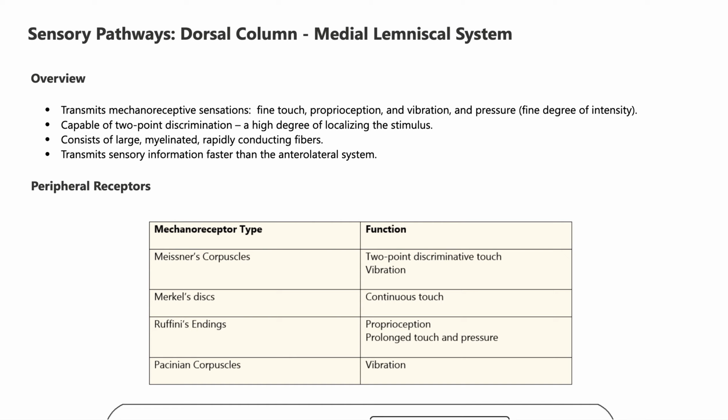The DCML transmits mechanoreceptive sensations such as fine touch, proprioception, vibration, and pressure. Regarding the pressure, it has a very fine degree of intensity. The DCML is capable of 2-point discrimination, meaning it has a high degree of localization to the stimulus. And the DCML consists of large, myelinated, rapidly conducting fibers. The DCML transmits sensory information faster than the anterolateral system.